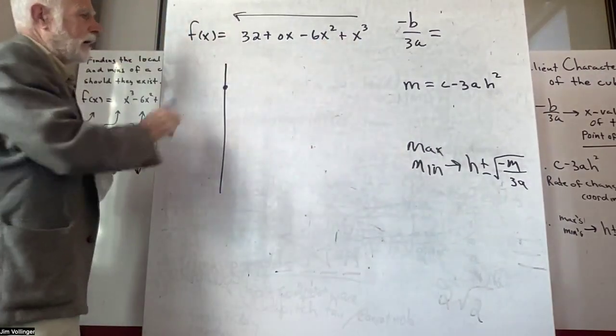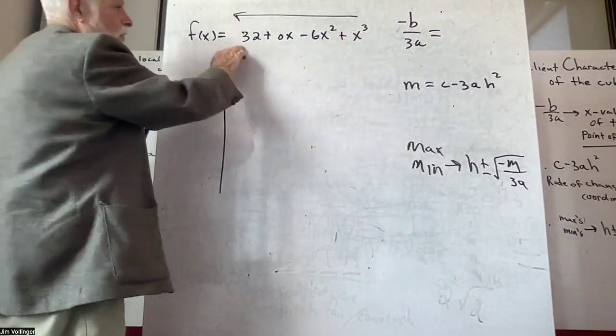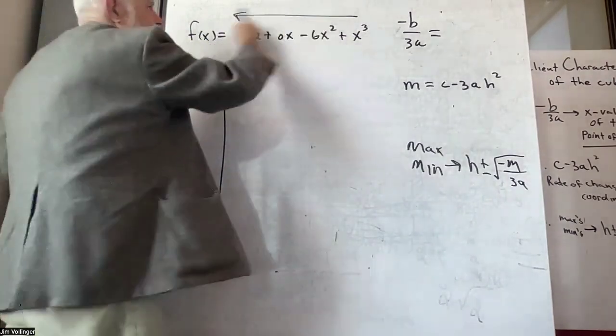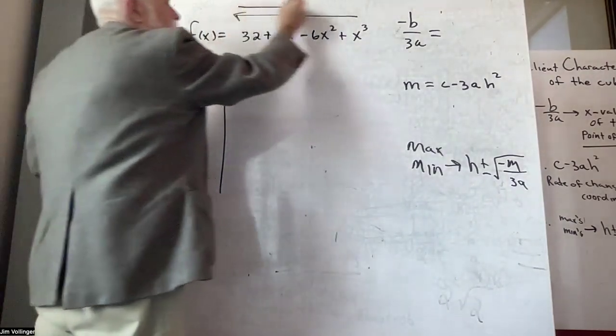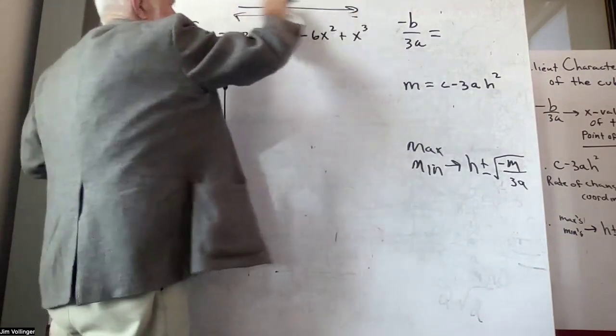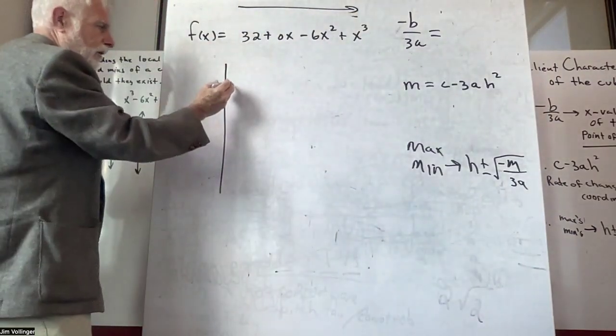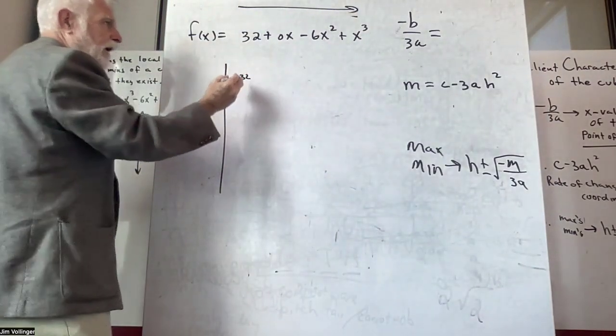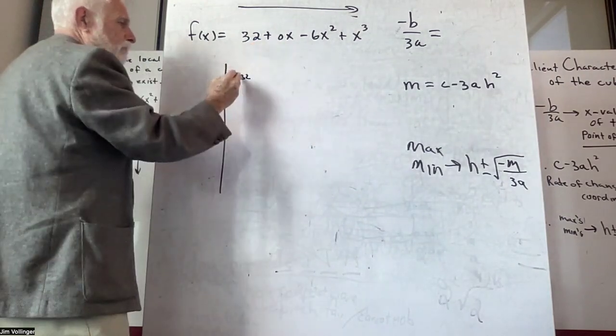So what do I have? I know the y-intercept. If I put a 0 in, I'm looking not from end behavior but local behavior. I'm looking in this direction. I'm starting at a height of 32. When does that happen? When x is 0.